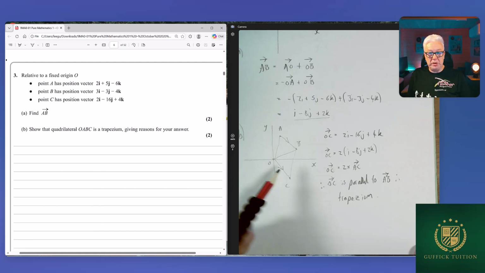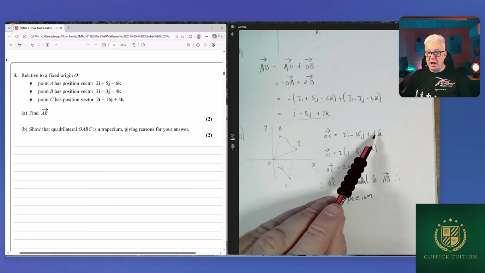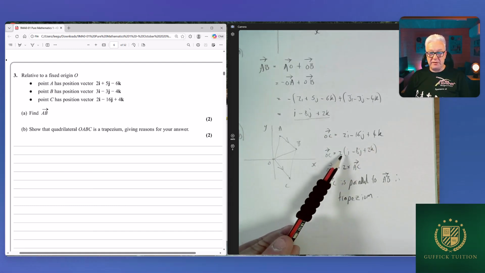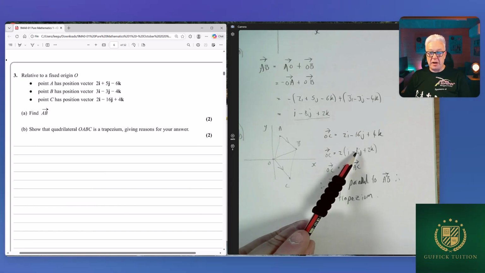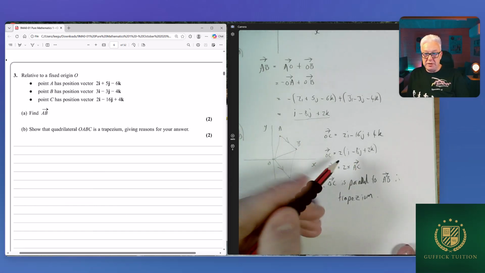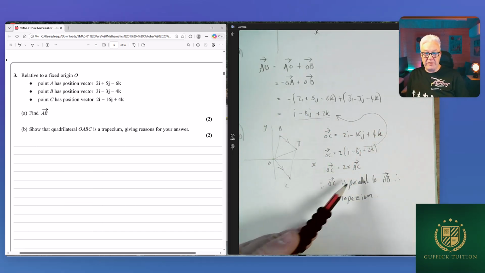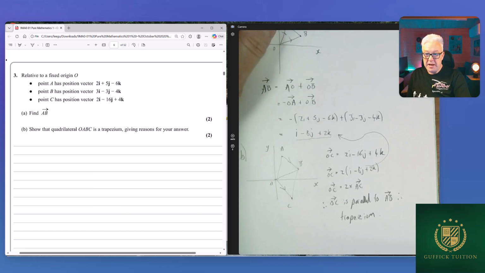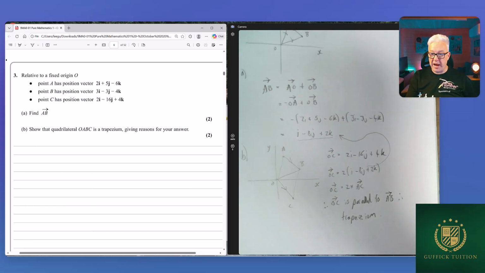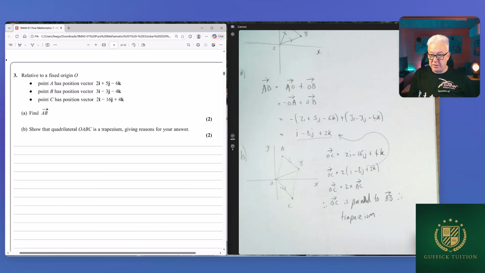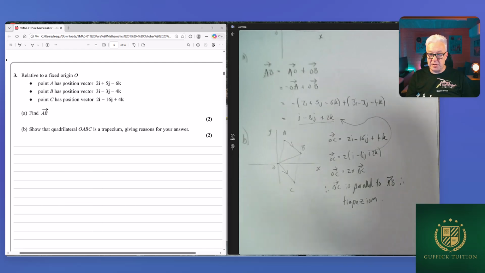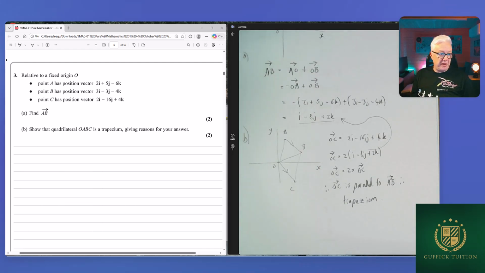OC, we're told, is 2i minus 16j add 4k. So I've taken a factor of 2 outside, giving us i minus 8j add 2k. Now notice that is what we found for AB. So what we're saying is that the vector O to C is in fact a scalar multiple of AB. And the implication of that is that they are in fact parallel to each other. Okay, so we've just established that OC and AB are parallel. So I think that would be sufficient in this case, that we can say that it is going to be a trapezium.